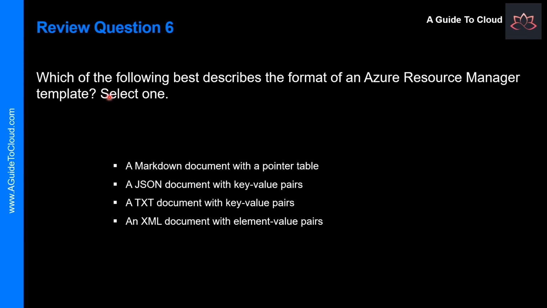All right, the next question is, which of the following best describes the format of an Azure Resource Manager template? We talked about it quite a lot, so I'm sure all of you are aware of it. This is definitely not an XML document. It's not a text document. It's not a markdown document as well. The format is called JSON. A JSON document with key value pairs. An Azure Resource Manager template is a JSON document with key value pairs.